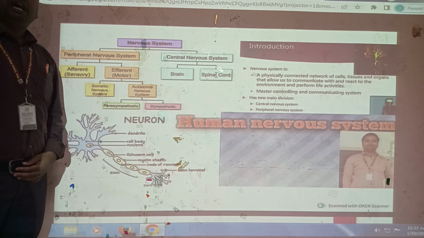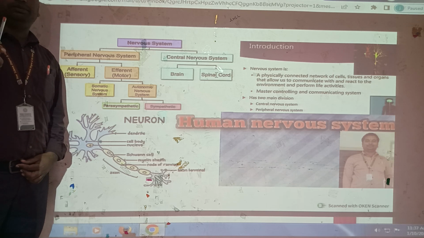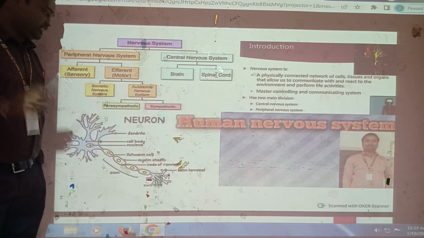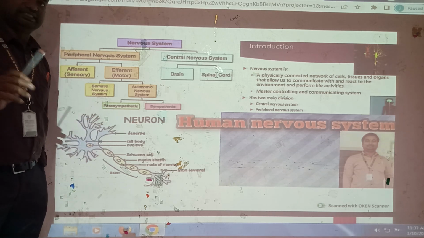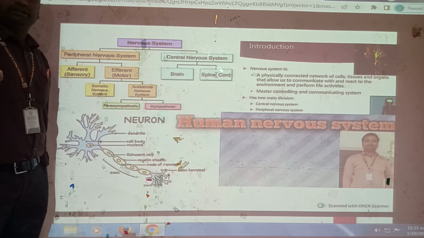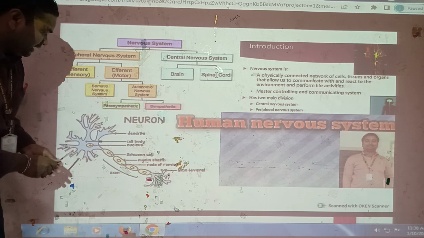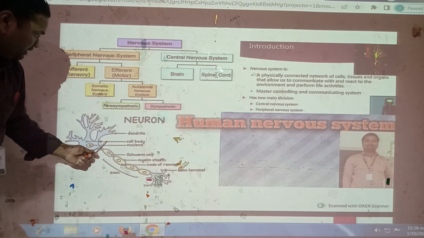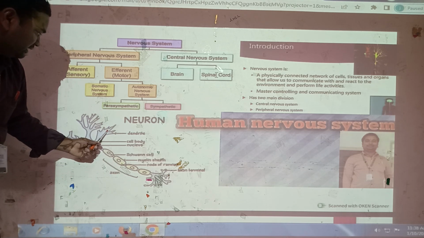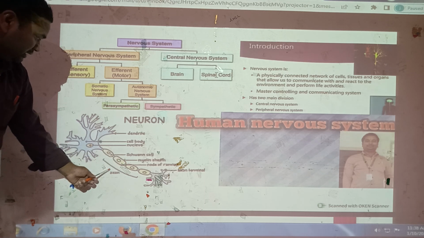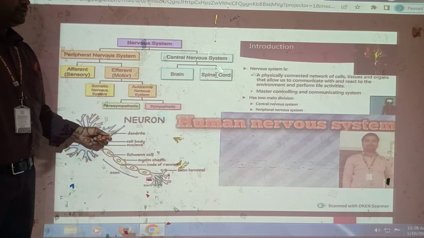The human nervous system is the most highly developed in the world, and the human is the intellectual animal. The two kinds of cells are neurons and glial cells. Glial cells provide nutrition to neurons. A neuron has three main parts: dendrites, the cell body, and the axon.